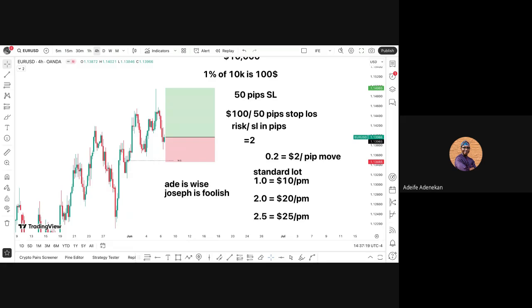Yes, Black Beauty, yes, 0.2 is going to be the lot size. Yes, exactly, for those guys that are following. Joseph is going to lose $1,000 on that trade. Do you know how crazy that is? Out of $10,000, you have already lost $1,000. How much is remaining? $9,000.